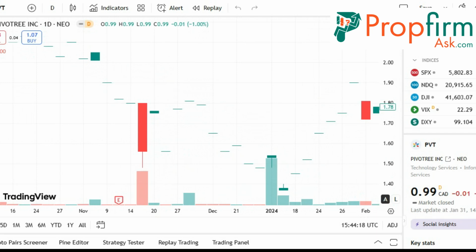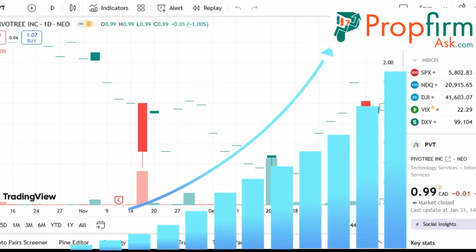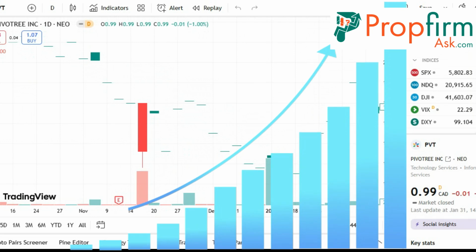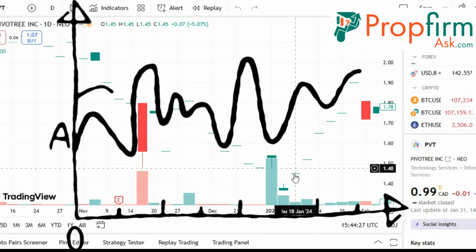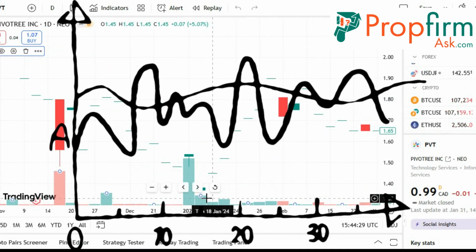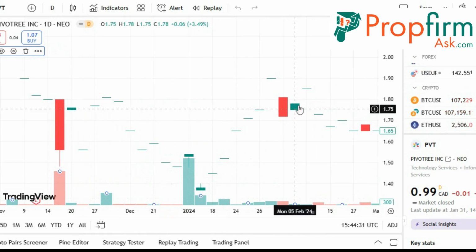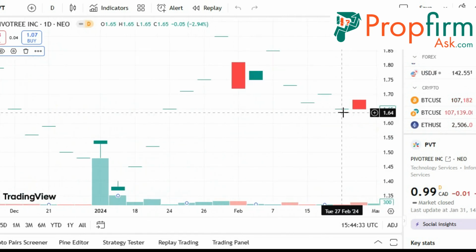Here's the basic logic. If the price is trading above the central pivot point, market sentiment is considered bullish. If it's trading below, it's considered bearish. That simple idea sets the foundation for everything else.